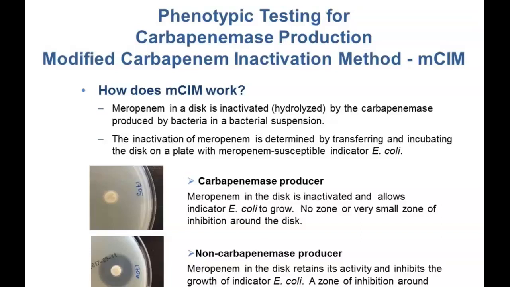On the other hand, if the tested isolate is a non-carbapenemase producer, the meropenem disk will retain its activity and be able to inhibit growth of the E. coli indicator. As a result, we'll see a good size of inhibition zone around the disk.